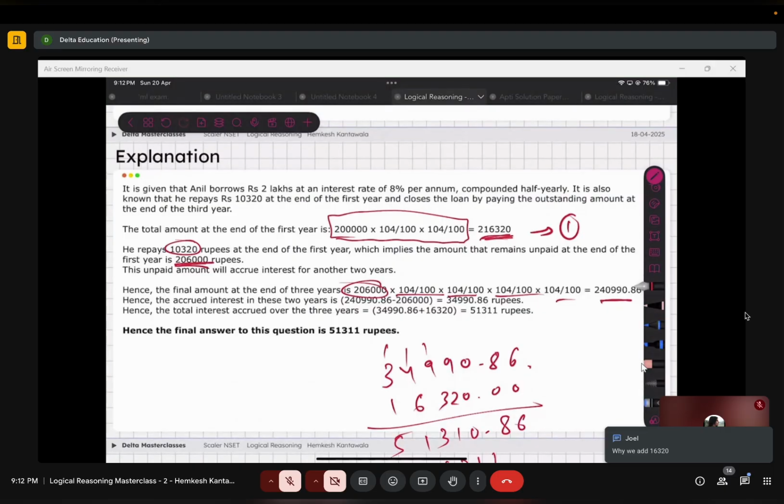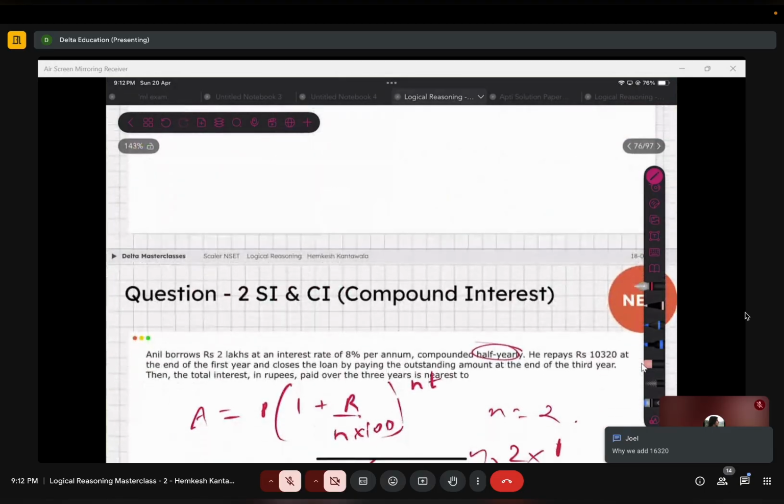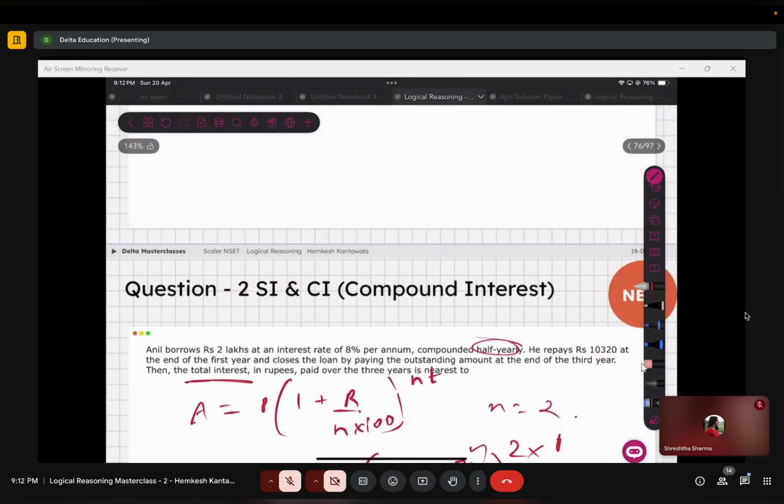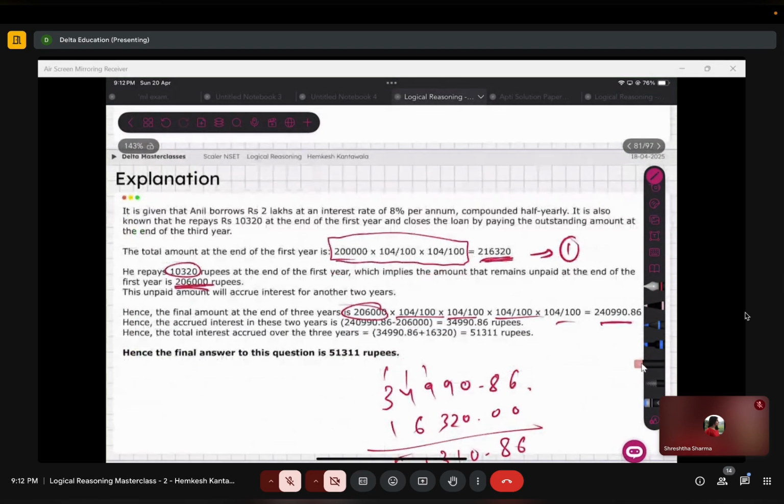Why do we add 16320? What is asked in the question? We are asked to find the total interest over 3 years, correct? So 16320 was the interest for the first year, and the other was the interest for the next 2 years. As we need to find the total interest, we added 16320, the interest for the first year, and the interest for the next 2 years. Got it?